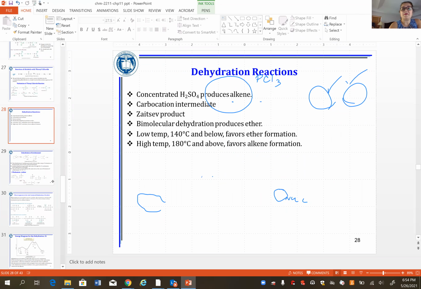Okay, another type of reactions of the alcohol. So we talked about oxidation. We talked about tosylation, followed by SN2 reaction. We talked about SN2 type reaction, which is the substitution reaction, and SN1 reaction with the Lucas reagent.